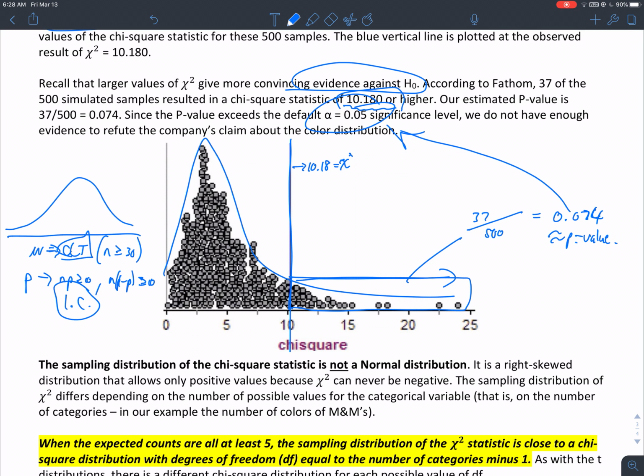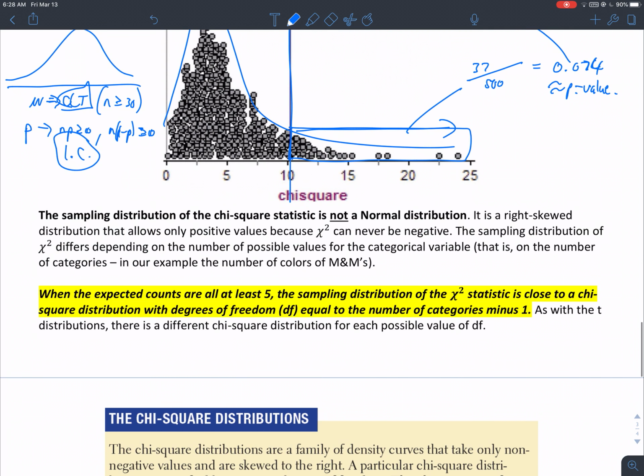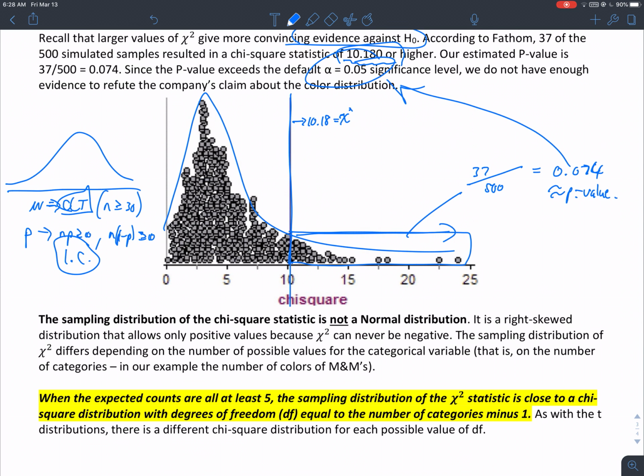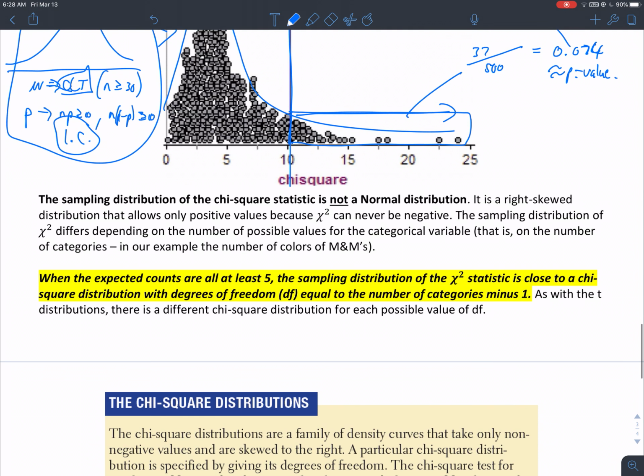So what is the condition that I need to ensure that my sampling distribution will follow approximately a chi-square distribution? As you can see, this is normality for means and proportions. Chi-square is absolutely not normal, a very heavily right-skewed distribution, but we can still calculate probability from there, like I just showed you. So here's our condition.